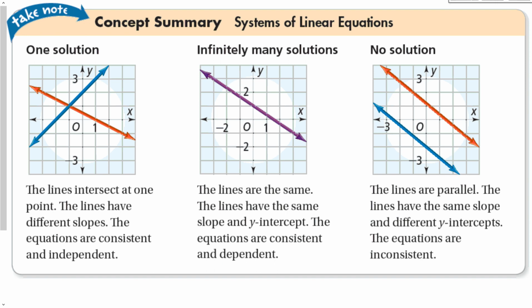So here's a little picture of all the stuff we talked about. One solution right there, where they cross. The lines have different slopes, and the equations are consistent and independent. These lines, purple, there's two on top of each other, the red and the blue. They're the same. Lines have the same slope, same y-intercept. They're consistent, dependent. Same slope, different intercept, which means they are parallel and inconsistent.